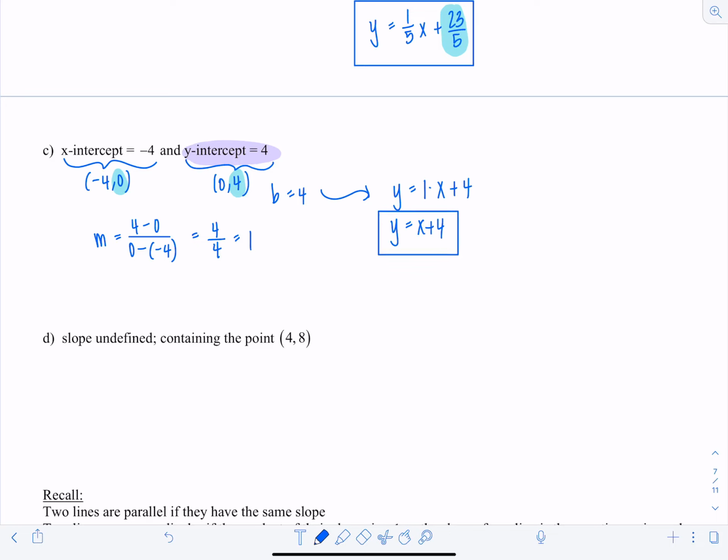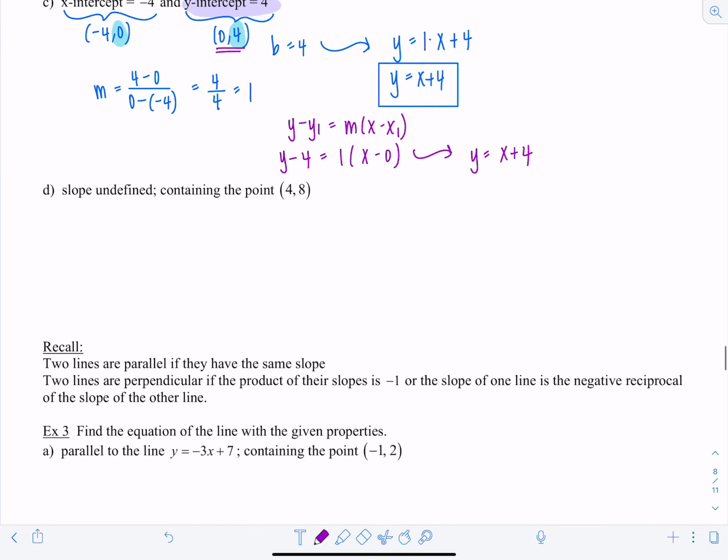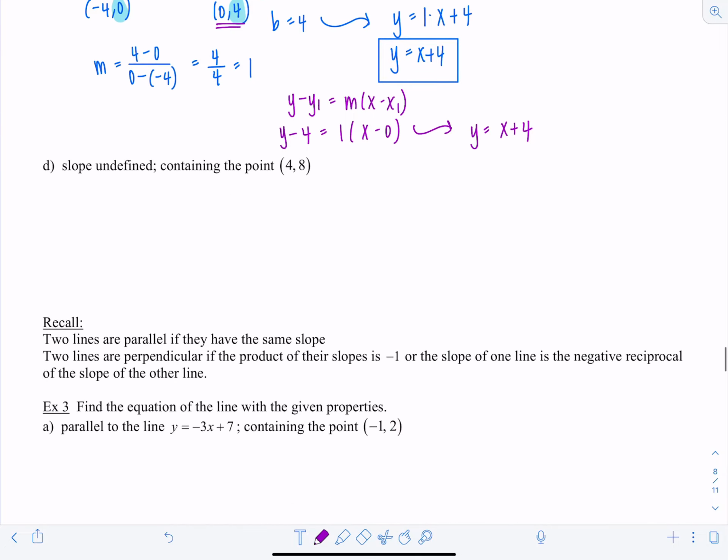Okay. Now what if you didn't notice? You're on autopilot. You've been doing so much point-slope form, y minus y1 equals m times x minus x1. No big deal. Pick your favorite point. Say you used (0, 4). You would just have y minus 4 equals 1 times x minus 0. And then when you clean it up, you get y equals x plus 4. It just took you a little longer to get there. Okay? Nice. Now let's look at one more. Here the problem says the slope is undefined and it contains the point (4, 8).